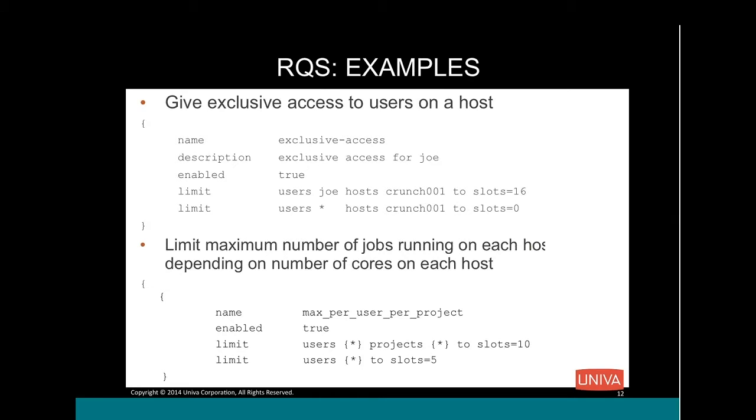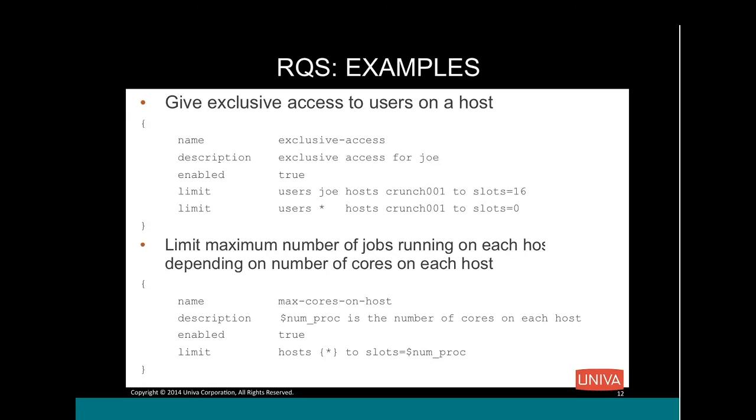Name, description are pretty straightforward. Enabled is quite straightforward. Then there are the limit rules. And it limits, again, the user's object. You can see the user's object is quite a common object to use. We're limiting Joe. And then to host crunch 001. So we're limiting also on the host object to crunch 001. To slots equals 16. So it means that user Joe can use 16 slots on that particular host.